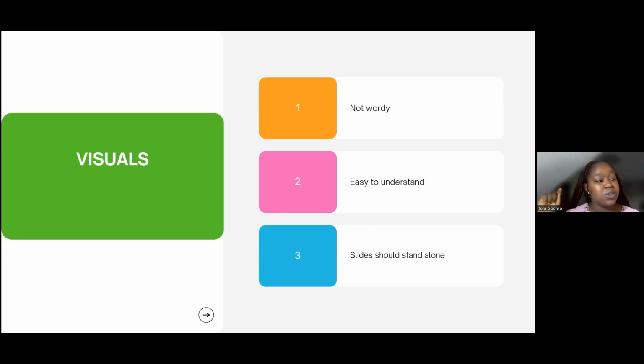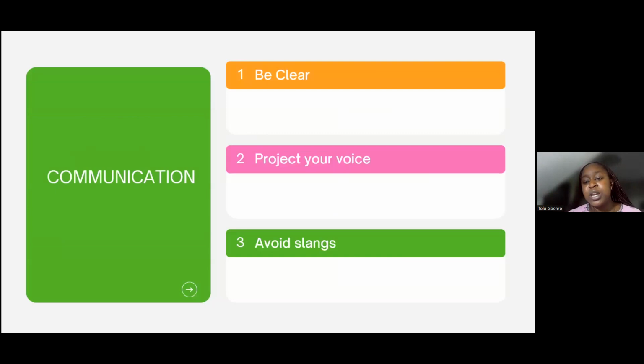And last but not least, slides should stand alone. So for instance, here I'm talking about visuals, and I have all the points pointing to visuals. If you look at the previous slide, I was talking about communication, and everything on that slide points to communication. I can have communication and visuals, but I should not have two visuals here and have one visual at the back. Do you understand what I'm saying? When someone looks at one slide, they should be able to understand what you are saying.